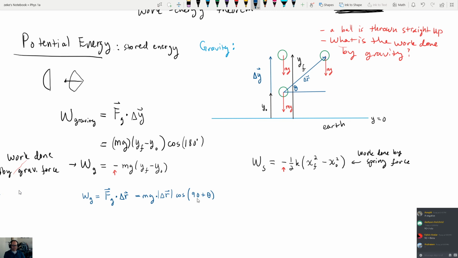Is the cosine of 90 plus theta in any way related to the sine of theta? Why plus? This angle is 90 degrees. This vector points down, so 90 plus theta. That's why it's positive. Does that make sense? Delta R is a vector that goes this way. Mg goes down.